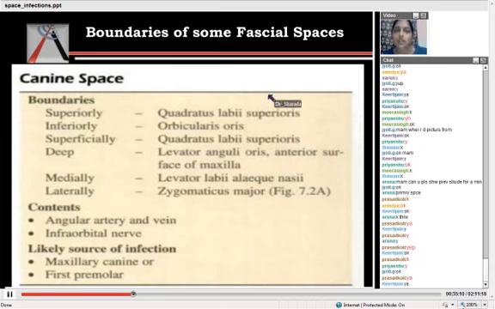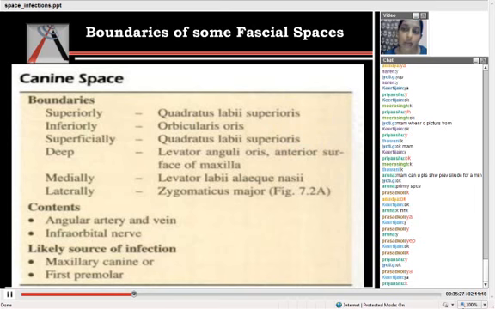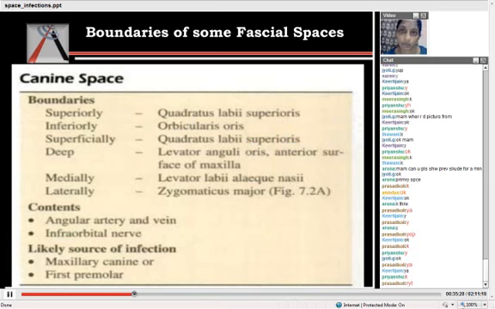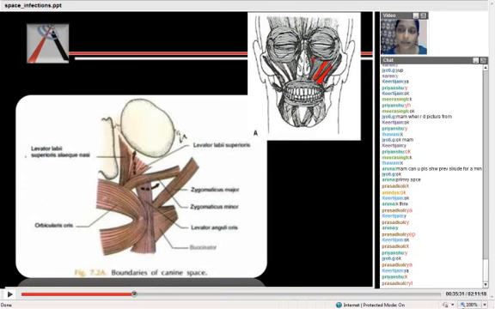Now this is from our text only. Canine space, boundaries. You need not remember each and everything, like I said, but you need to use your common sense when a question comes up. See, superiorly what can you have? I'll show you the diagram, then we'll come back to this slide.